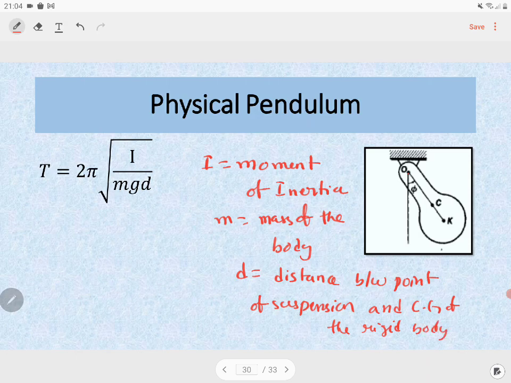Suppose I have a rod of length L and mass M. If I slightly displace it and release it, it will execute SHM. What is the time period of that SHM? T is equal to 2 pi root over I. The moment of inertia of this rod about this axis is ML square by 3.